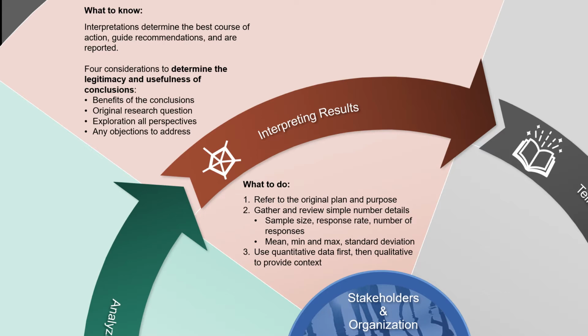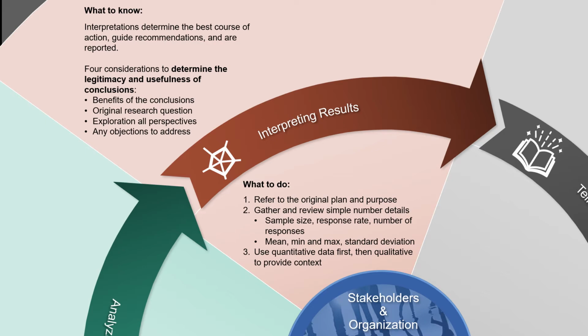To reach those interpretations, refer to that original plan and purpose. So you're returning to the stakeholders. What did you plan with them? What was the purpose of this analytics project and gathering the data and interpreting it? Gather and review the simple number details, and you probably have this from the analysis stage, but return to that. What was the sample size? What was the response rate? Such as if you had conducted a survey, how many people was it sent to and how many responded? And just those number of responses. How many people do you have responses for?